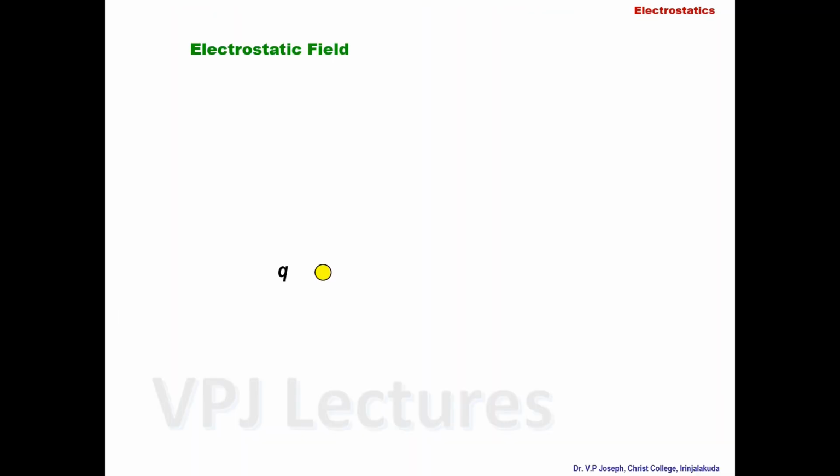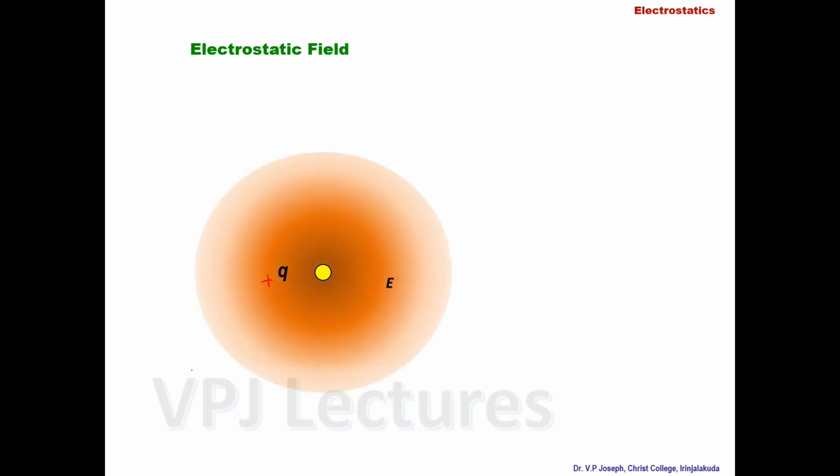For the present case, let us consider a source charge Q placed at a location, and let this be a plus charge, plus Q, and it produces a field around. Here in this figure, a circular region is shown as the field region, and we have a clear boundary shown in this picture.